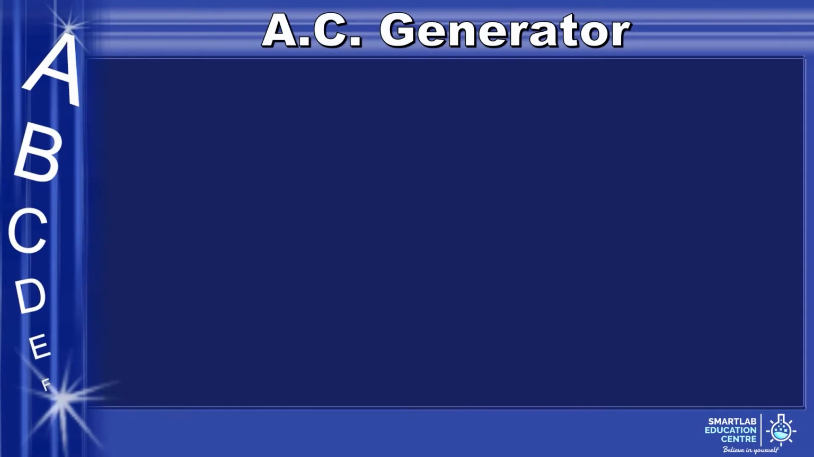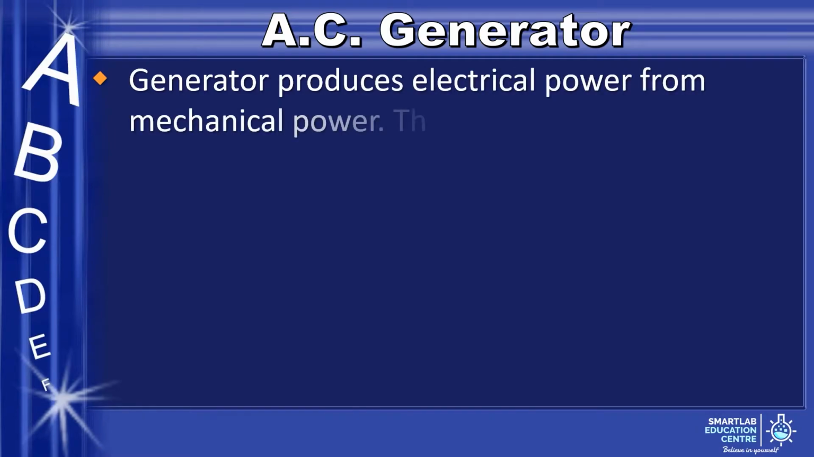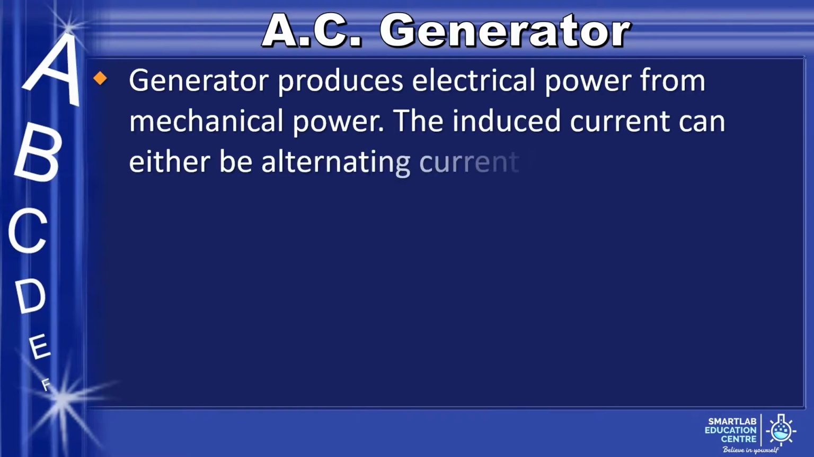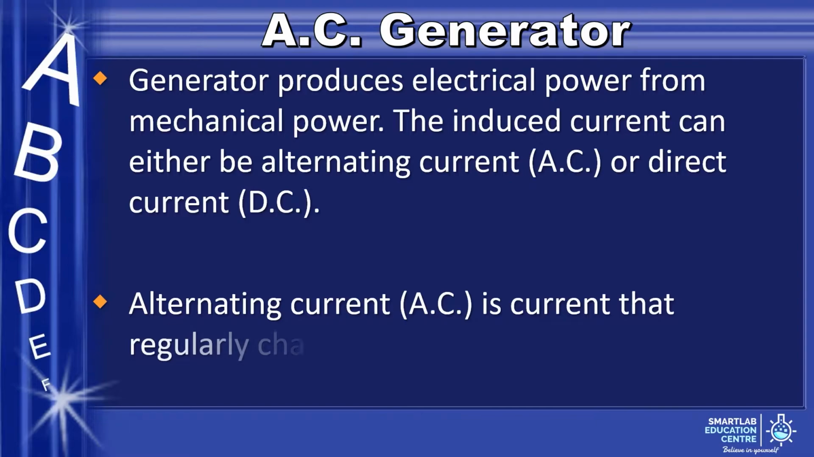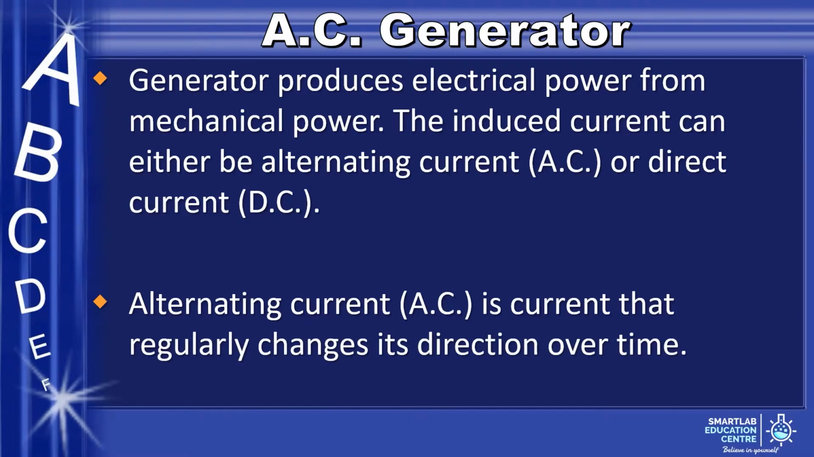Now, let us approach the topic of an AC generator. A generator produces electrical power from mechanical power. The induced current can either be an alternating current or a direct current. Alternating current is current that regularly changes its direction over time.